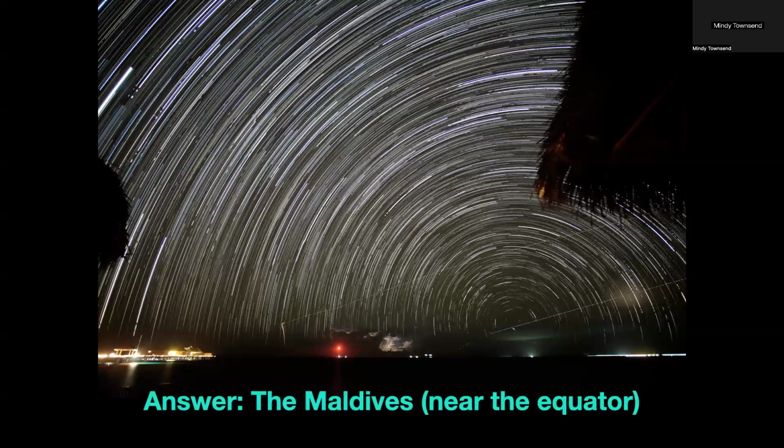In fact, it was taken in the Maldives, which is an island nation straddling the equator. And we can tell that it's near the equator simply by looking at these star trails and how few of the stars actually make complete circles, are actually circumpolar.